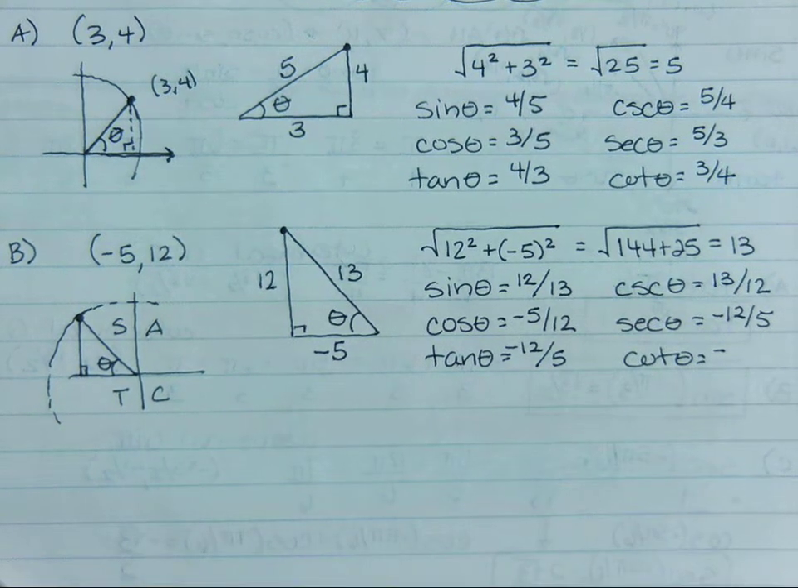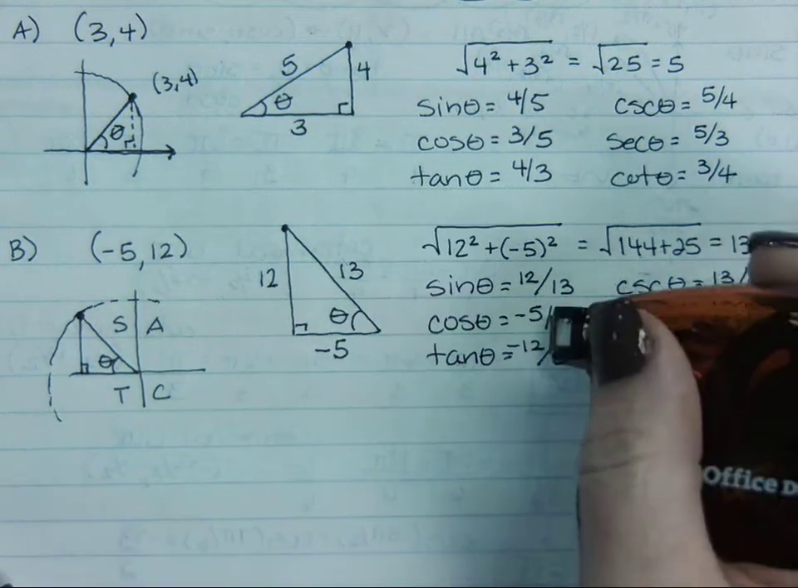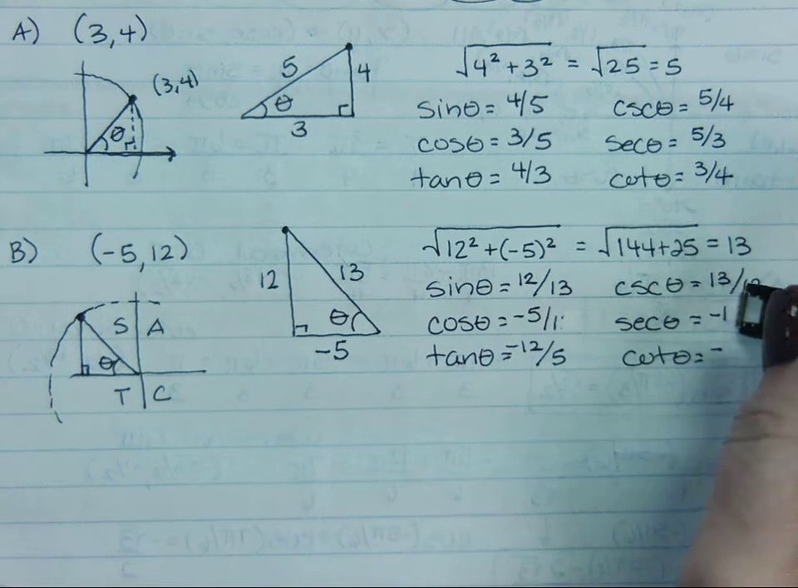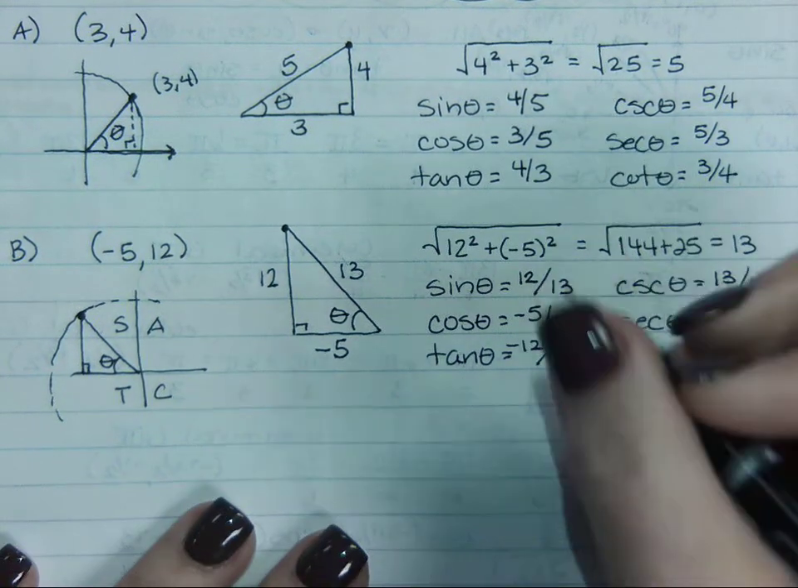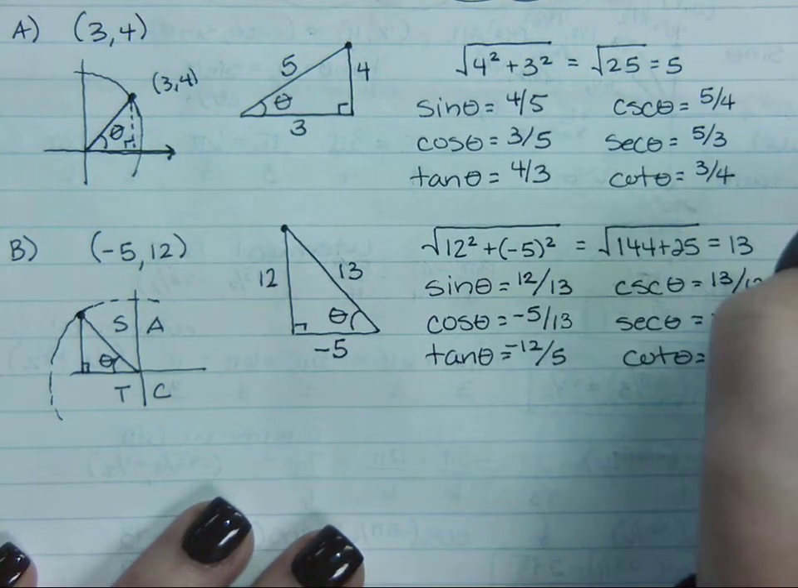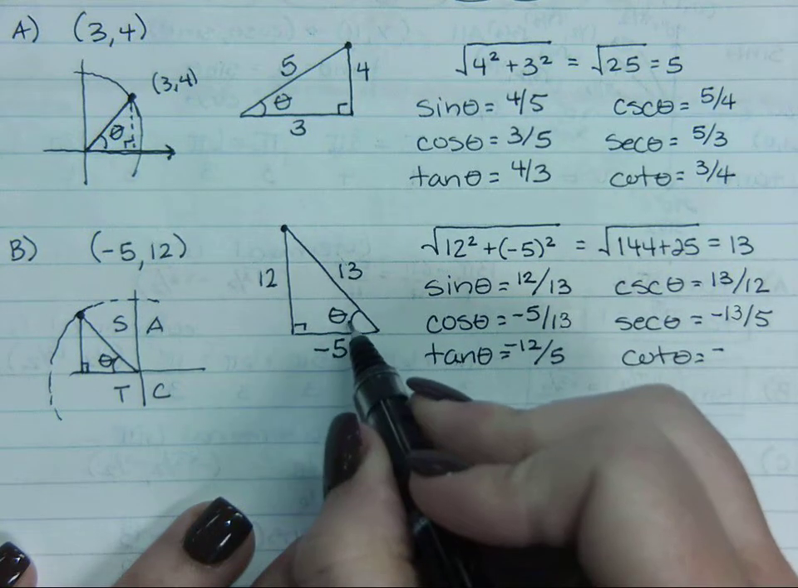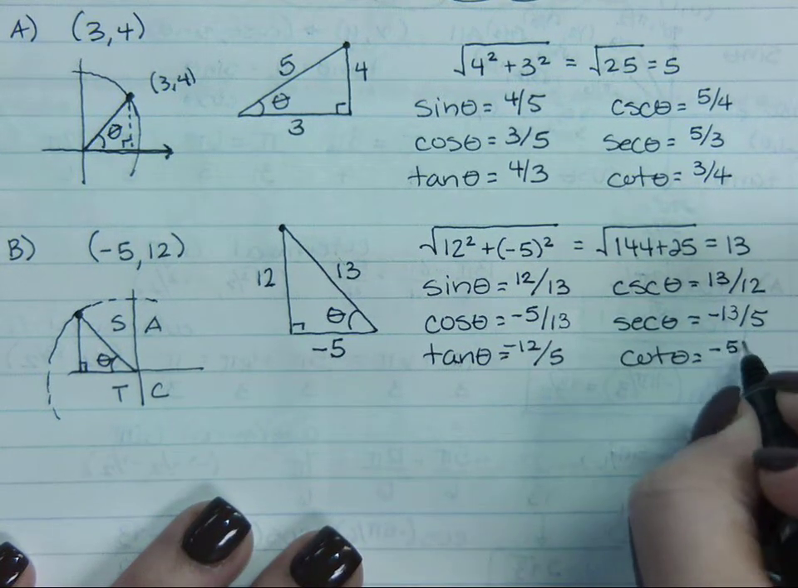Oops, made a mistake. All right, let's change those to 13s. That was the hypotenuse. All right, opposite over adjacent, so negative 5 over 12.